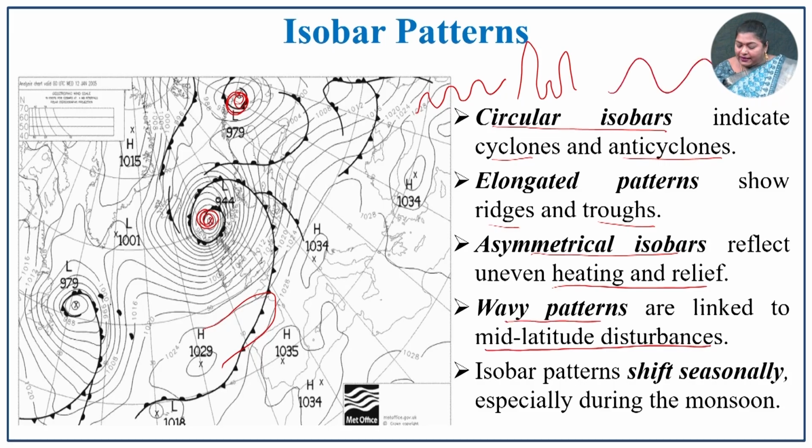The isobar pattern shifts seasonally. So, there is a seasonal shift of isobars. It is because of what? It is because of heating, that is the ITCZ has these shifts due to the apparent movement of the sun. Because of these shifts, there is an isobar shift in the seasonal pattern, that is during the monsoon season there is a shift in isobars.